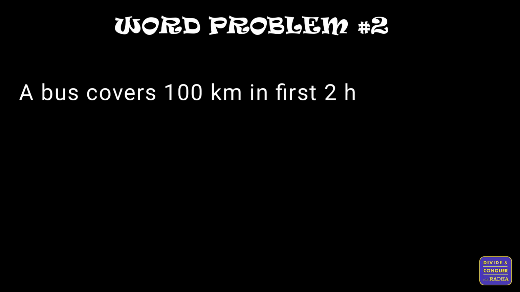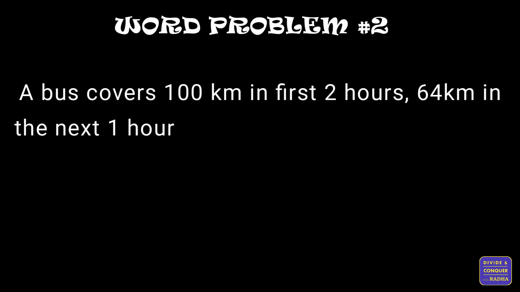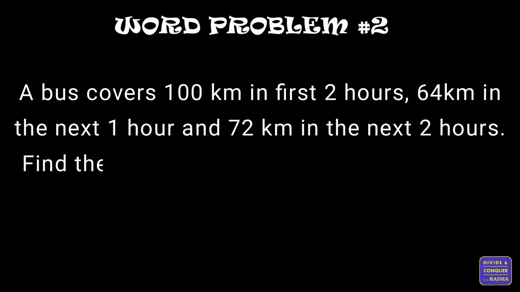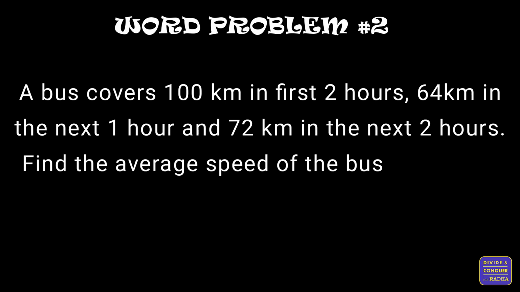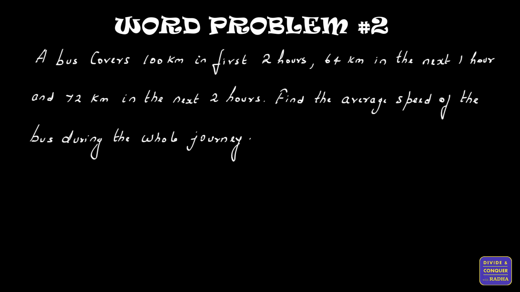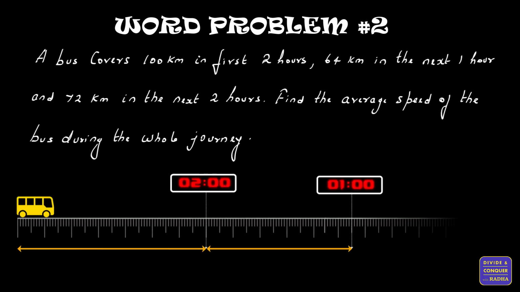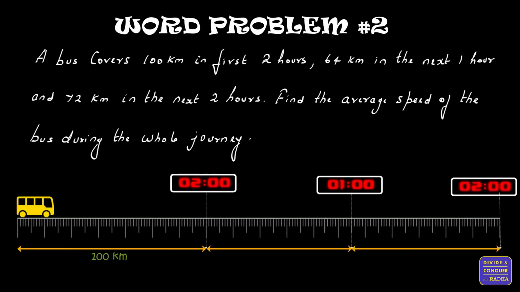A bus covers 100 km in first 2 hours, 64 km in the next 1 hour and 72 km in the next 2 hours. Find the average speed of the bus during the whole journey. Now let's try and understand what's given in the question. The distance covered by the bus is given. Now what are they asking you to calculate?